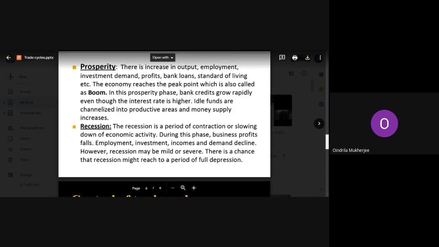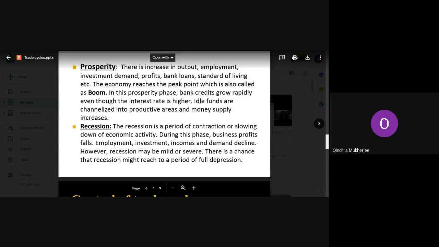These layoffs are a very bad thing which is happening in our country, and not only in our country, all over the world, in this pandemic situation. But if this continues for a longer duration, then India will be at risk of entering the depressionary stage as well, because we have already reached the recessionary stage.